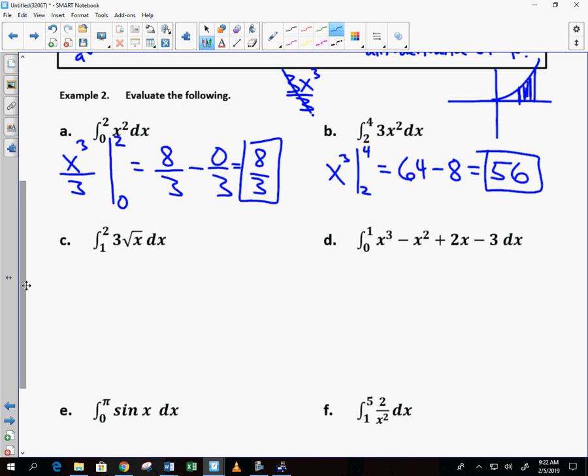So I'm looking for the antiderivative of 3x squared. I take the exponent and increase it by 1, and divide by that new exponent. So I get x cubed, I plug in 4. 4 cubed is 64, minus 2 cubed is 8. Yep. Okay.